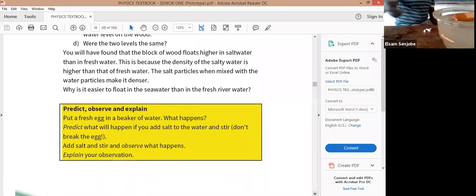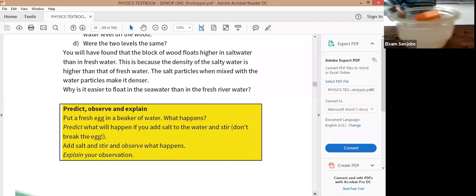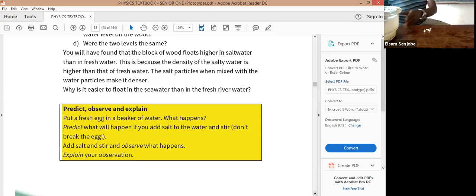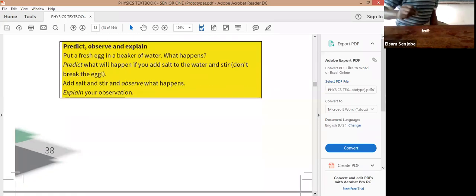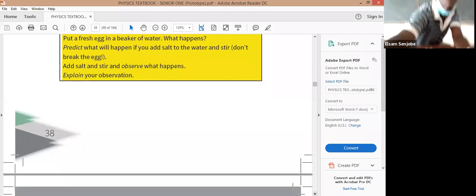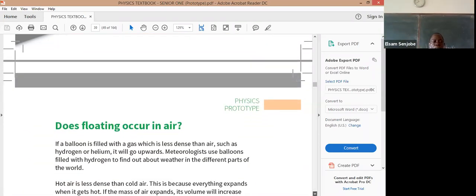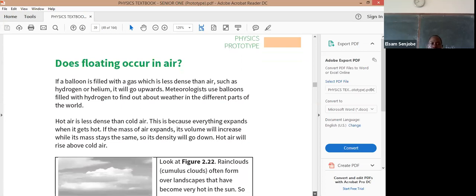So like I mentioned, you can try it out at home. Even those other things you're wondering, if I add clay, if I add this, if you have clay and sand in your environment, you can try it out and see first hand. Now here there is a question, does floating occur in air?